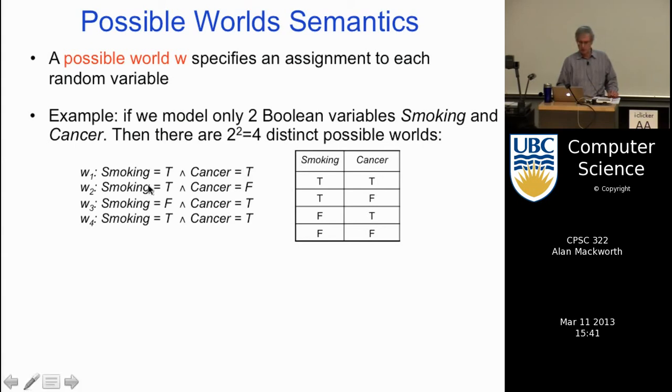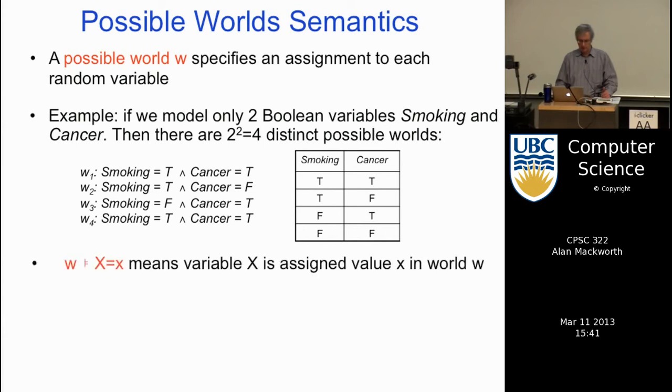Suppose we're only interested in 2 Boolean variables for an individual. They either are smoking or they aren't smoking, and they have cancer or they don't have cancer. So here's world 1. In a world, each of our random variables has a value. In world 1, smoking has the value true and cancer has the value true. World 2, smoking has the value true and cancer has the value false, and so on. So here's world 1, world 2, world 3, and world 4. There are 4 distinct possible worlds. We've seen this over and over again, how to enumerate the number of worlds.